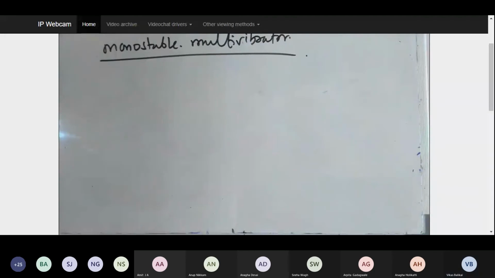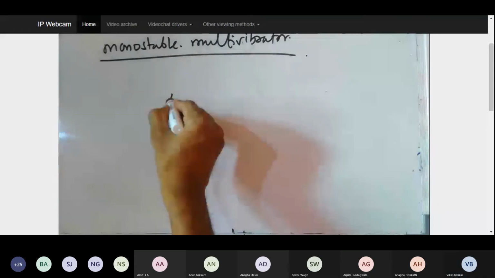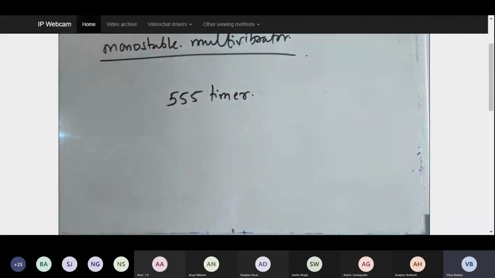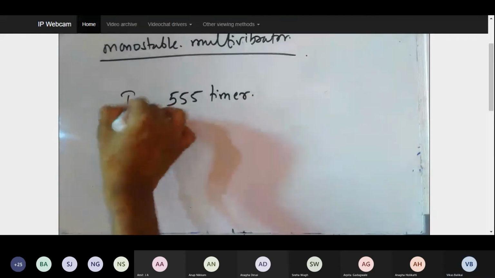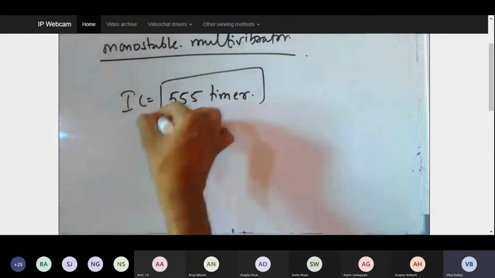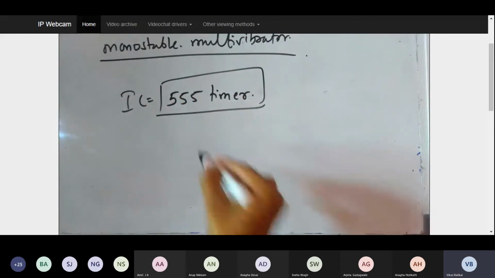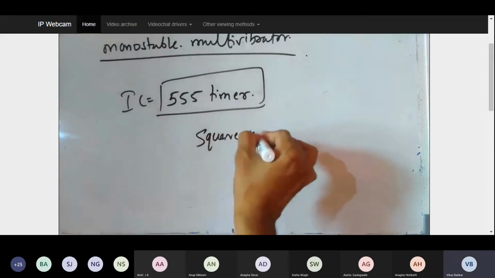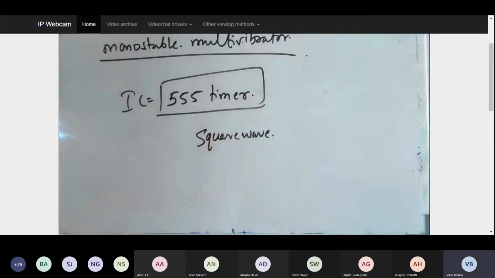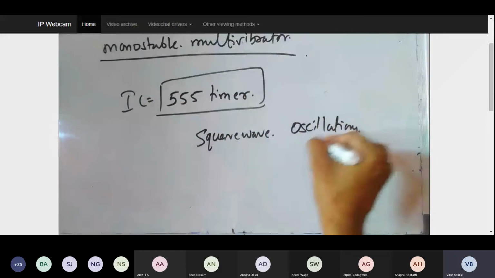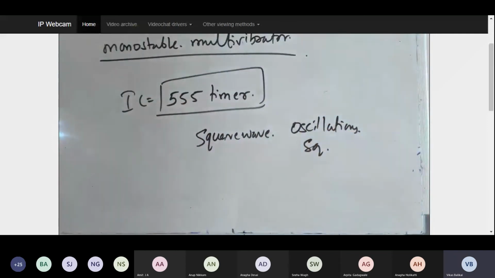So basically, there is an IC called the 555 timer. This is an integrated circuit by the name 555 timer, and it has most versatile applications, and we can build different applications using this IC. One very useful application is to generate square waves, or basically square oscillations, using this particular 555 timer.